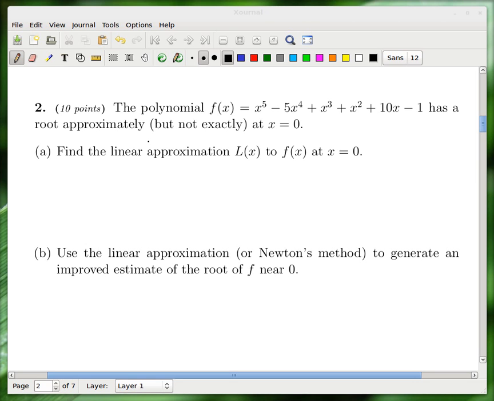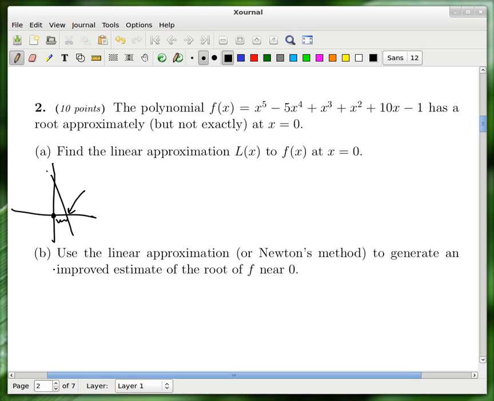So when I created this problem, I checked this with a graphing calculator so that I know it's true. So if you graph this thing near 0, it looks kind of like this. So here's 0 and the polynomial goes kind of like that, and this is very close. So this distance is small, like 0.000 something. Maybe not that small, but it's small. So part A says find the linear approximation to f at x equals 0.